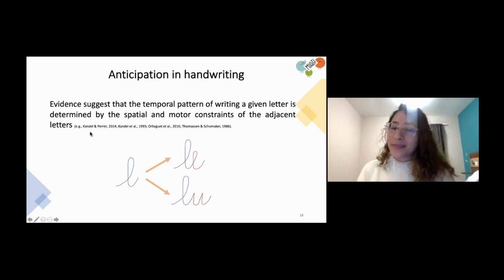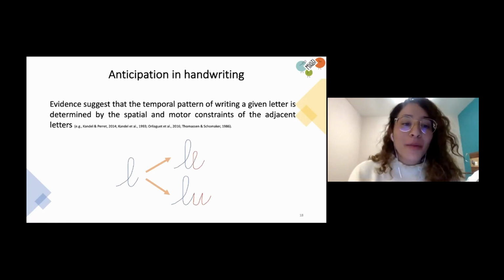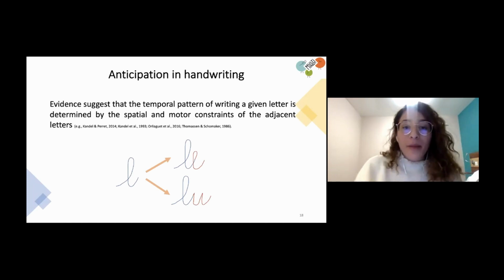So how do we have anticipation in writing? Research generally shows that the temporal pattern of writing a given letter depends on the spatial and motor constraints of the adjacent letters, or the letters that are going to come next. For example, if we look here, we can see that the shape of the L depends on the letter that comes after it. So we can see that the ending of L here is a little bit longer, but if it's followed by a U, we can see that the ending tail of the L is actually shorter.